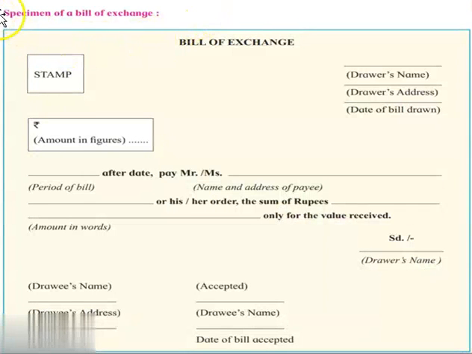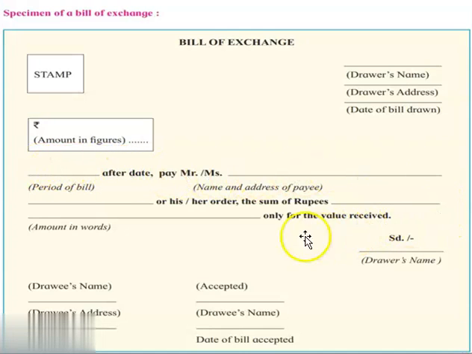Now see here the specimen so that you will understand. This specimen will come for question number 1. You have to draw this specimen and the question will come for 5 marks. See, on the left hand side it is a revenue stamp, and on the right hand side, the name, because the drawer is the person who is going to draw the bill. So the name of the drawer, his address, and the date on which the bill is going to be drawn by him. On the left hand side, the amount will come in figures, and the subject.